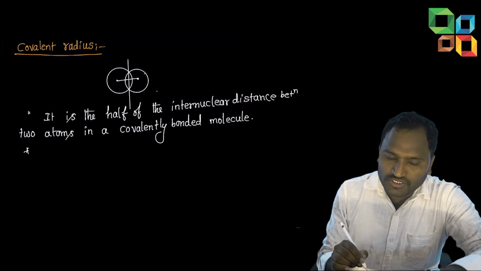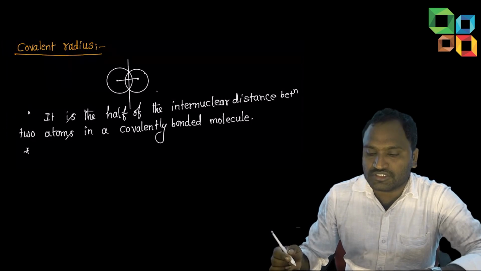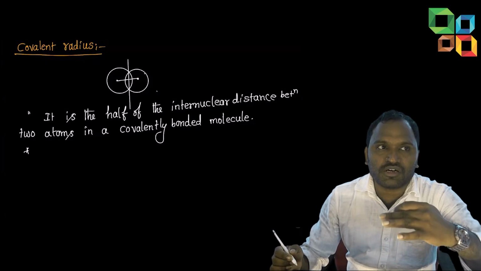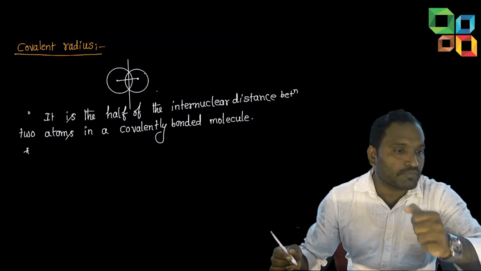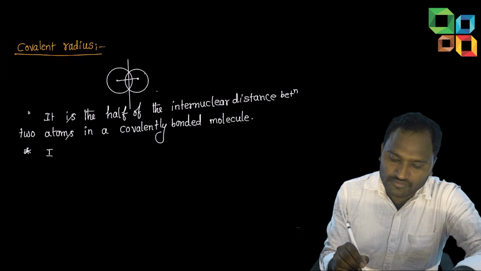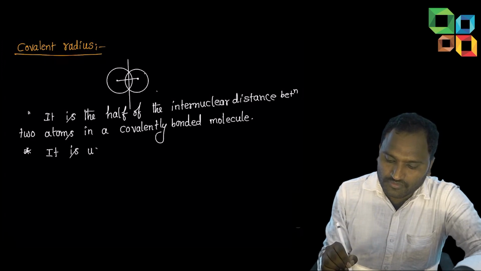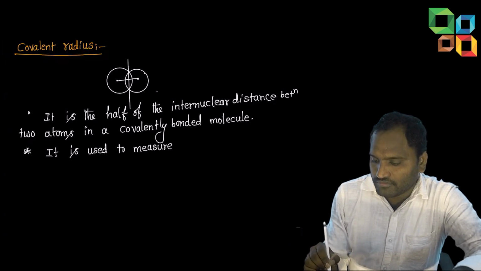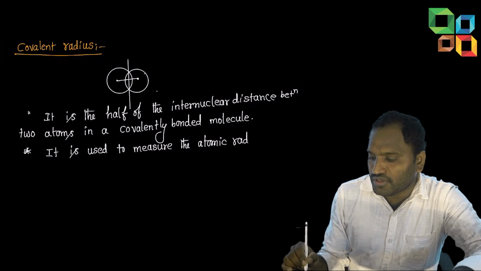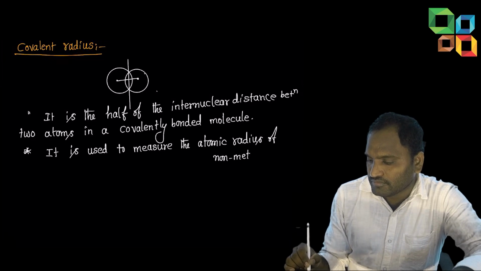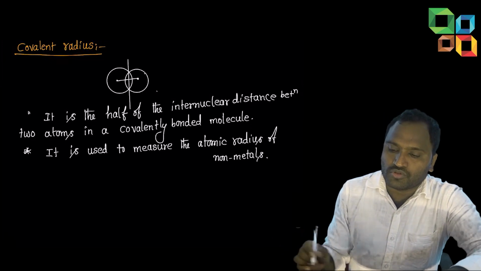So generally non-metals form covalent bonds, isn't it? So this covalent radius is used for measuring the atomic radius of non-metals. This is about covalent radius.